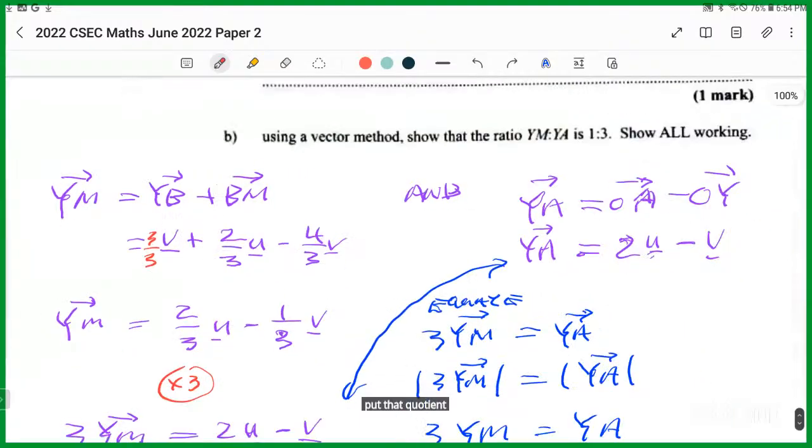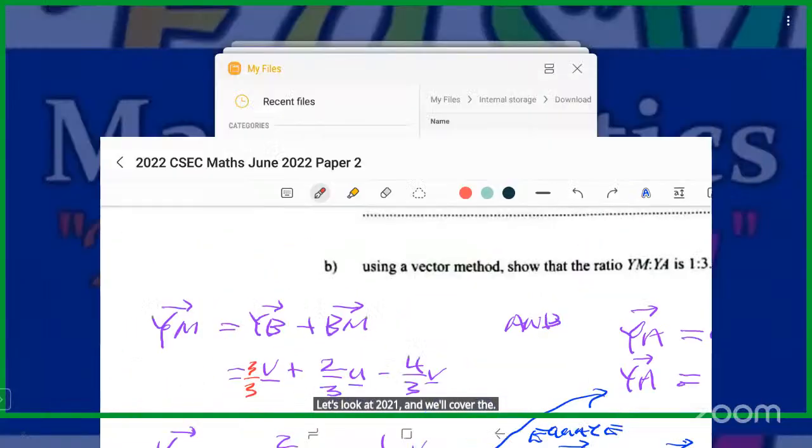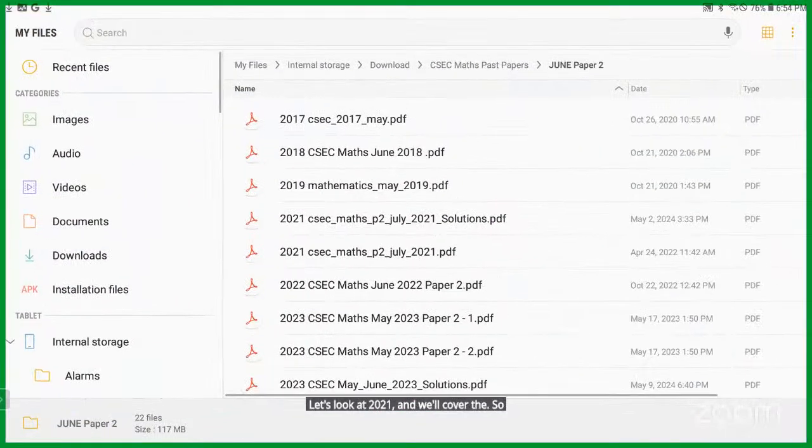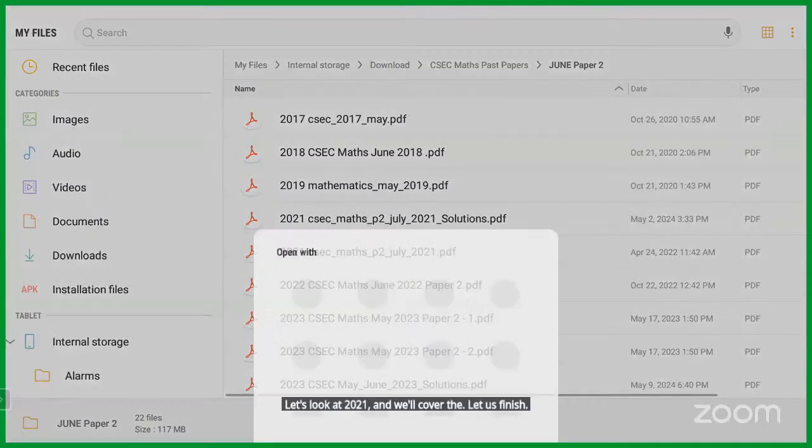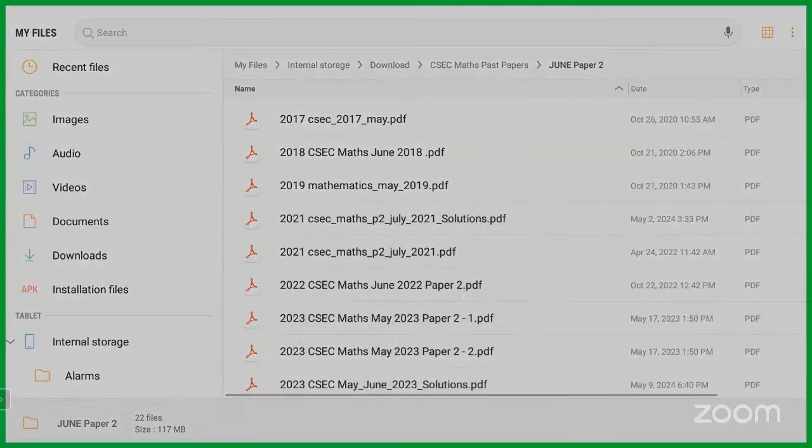Alright, let's look at 2021 and we'll call it a D. 2021. In a sense we get so close to it and I'll just finish it.